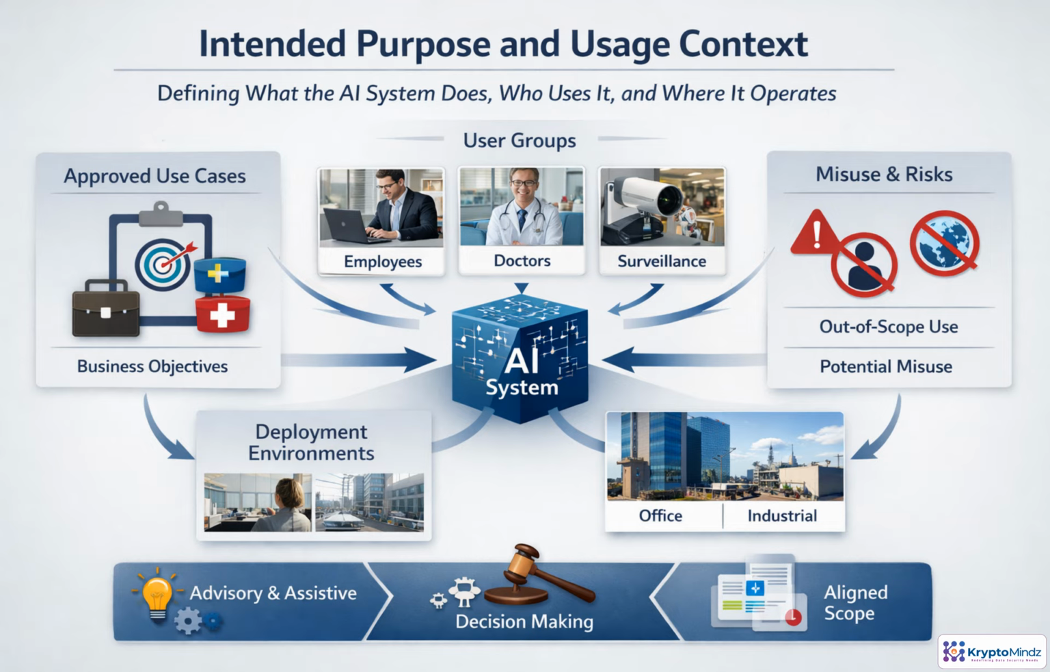Be explicit about the role of the output. Is it advisory, assistive, decision support, or fully decision-making? Each role carries different governance expectations. Finally, connect the purpose to the AIMS scope, inventory, and architecture, so the assessment matches the real system.